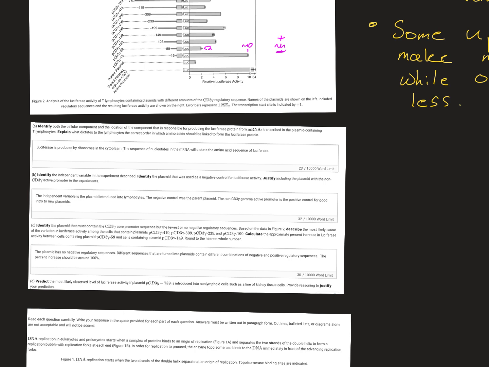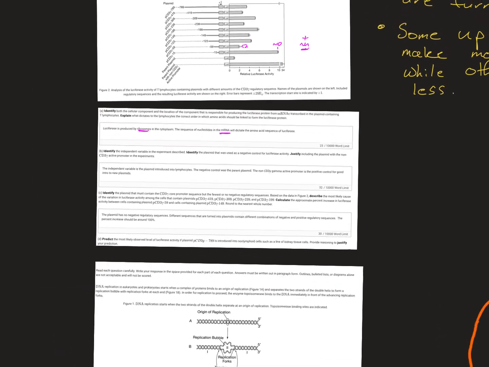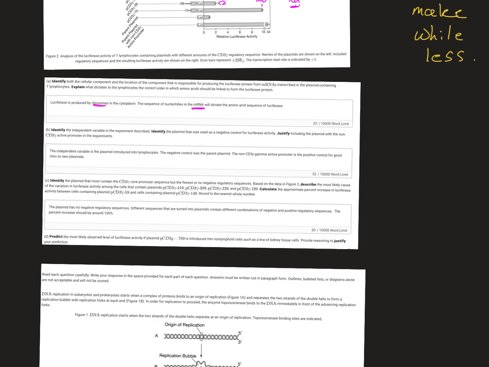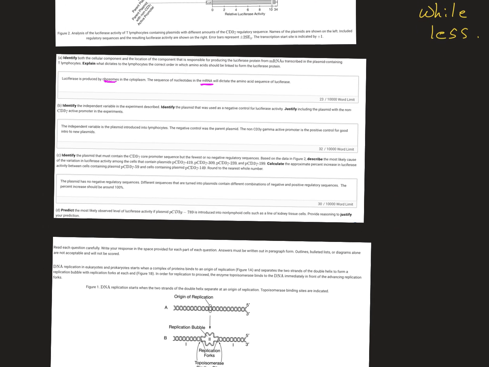So these guys got it correct. It's the ribosomes. Explain what dictates to the lymphocyte the correct order of the amino acids. Well, that should be mRNA. And somebody here got it right. It's mRNA. So that's easy. Basic transcription, translation. Not a big deal. Easy peasy, good number, a good portion of the FRQ already done.